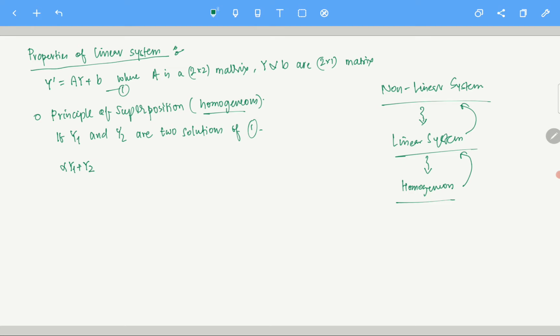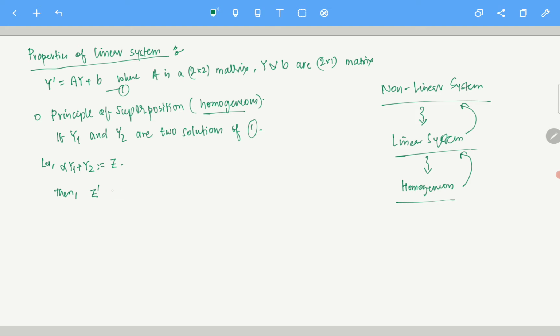Okay, I want to see what happens to this particular thing. Let's say that alpha y1 plus y2, let's call it a new function, z. Let z be this. Then I want to see what z prime is. Of course, you can break it up and see what is happening, but I don't want to do that part.